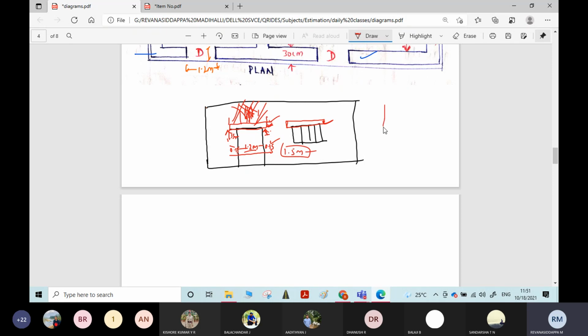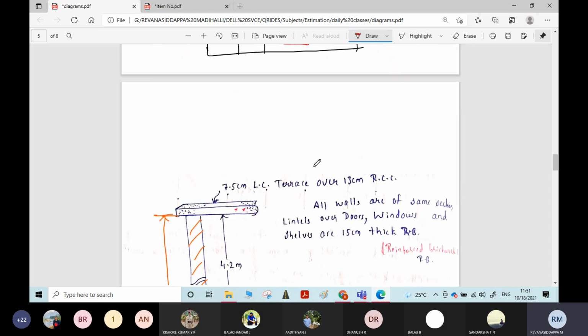Then what about the thickness and width of the bearing? It will be equal to the thickness of the wall only. This lintel beam, perpendicular to this board, will have 30 centimeter width only, and the thickness of the lintel beam we will see. Let us see whether that data is given or not.